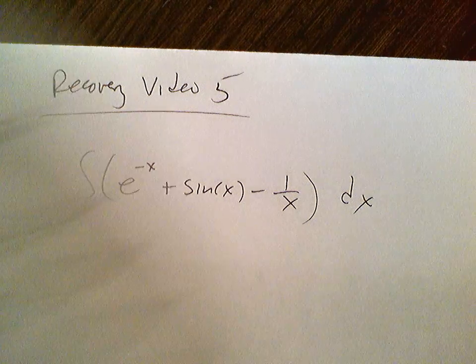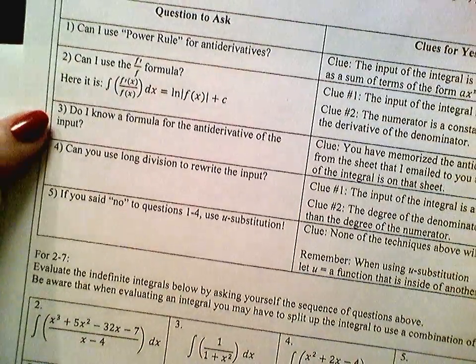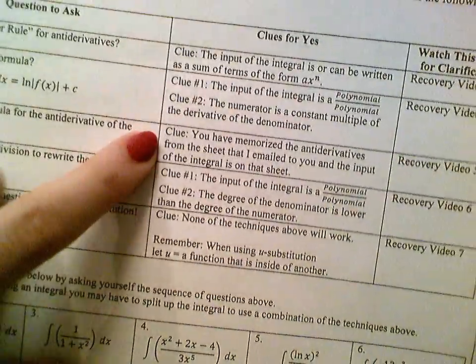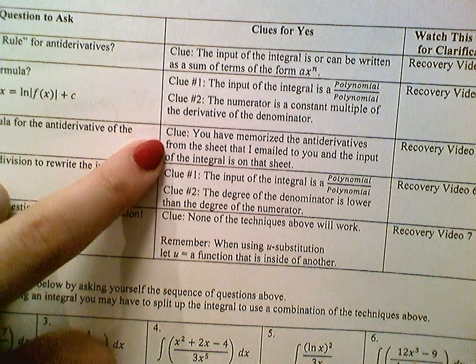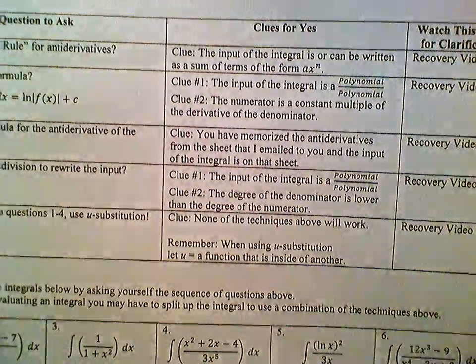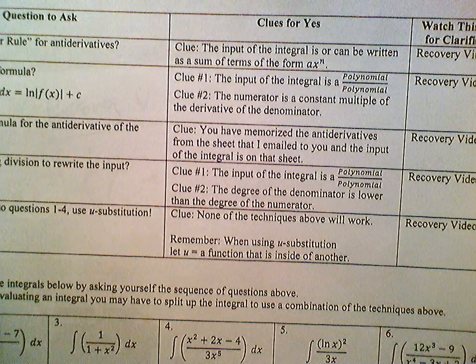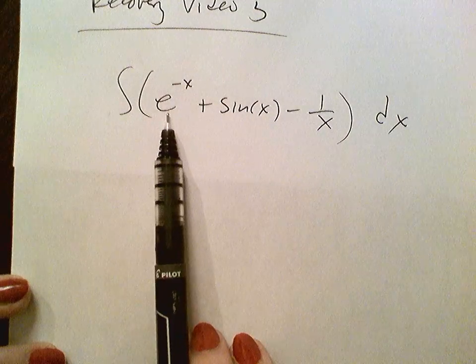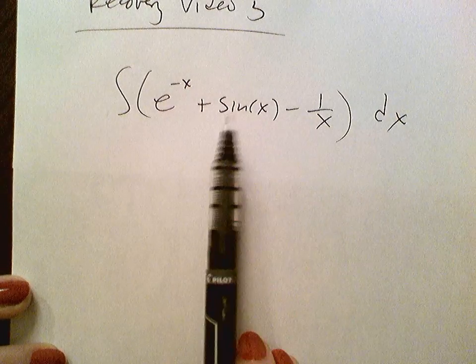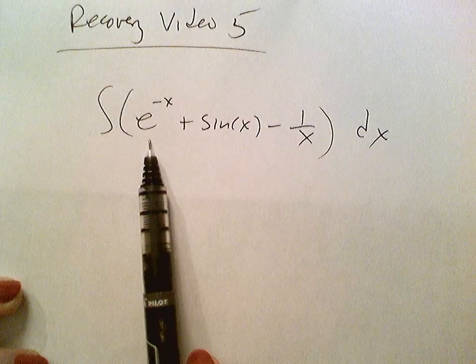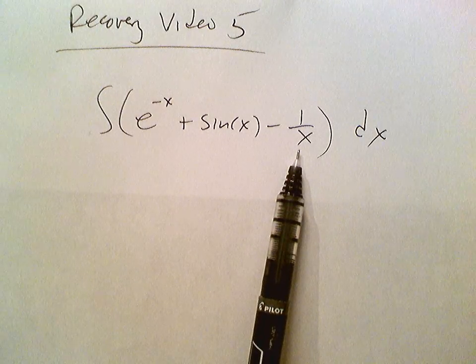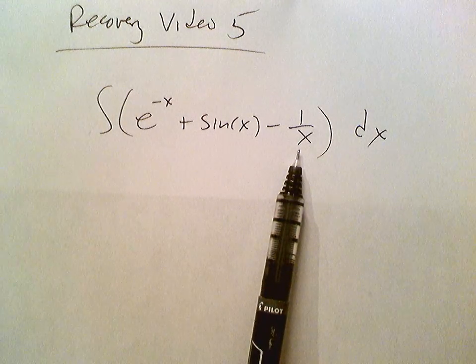This is the video that corresponds to this situation: Do I know a formula for the antiderivative of the input? And the clue is this. You have memorized the antiderivatives from the sheet that I emailed you, and the input of the integral is on that sheet. In this case, the input of this integral consists of 3 terms. And each of these 3 terms, its antiderivative is a formula from the sheet that I emailed you.